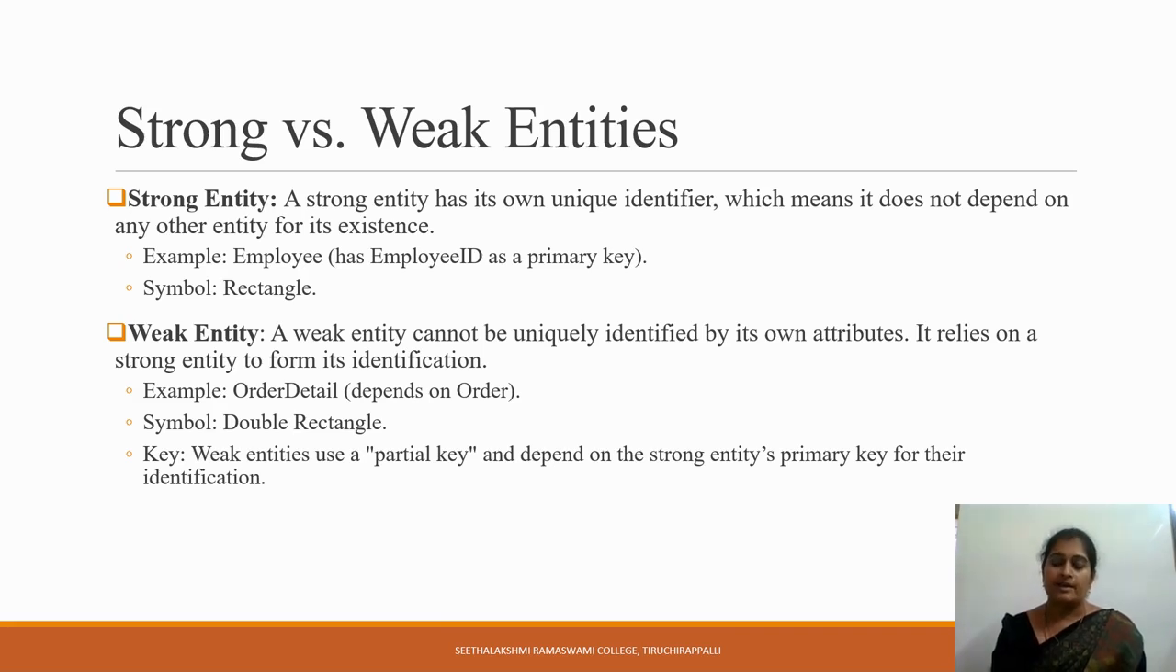For example, if we take order detail, the order detail entity does not have any primary key, and it depends on the entity order. So the order detail is the weak entity and it is represented as a double rectangle.